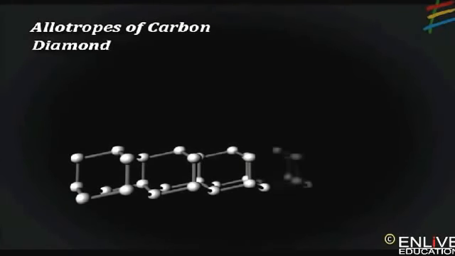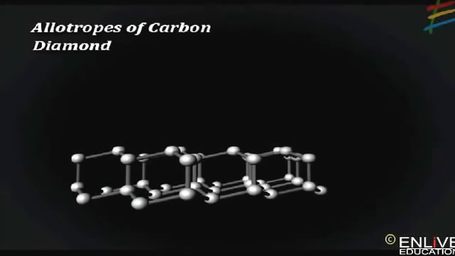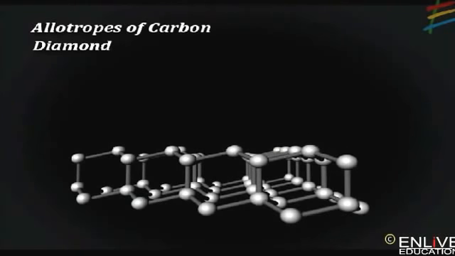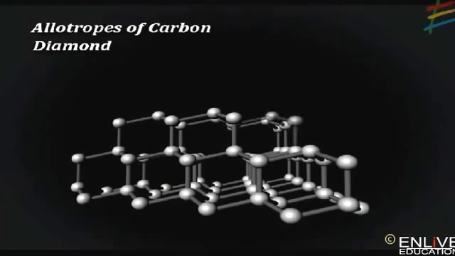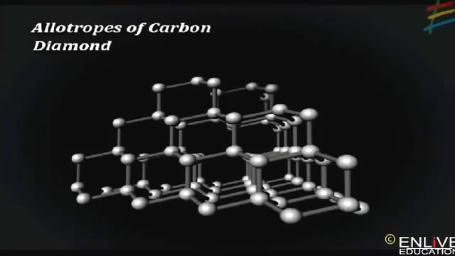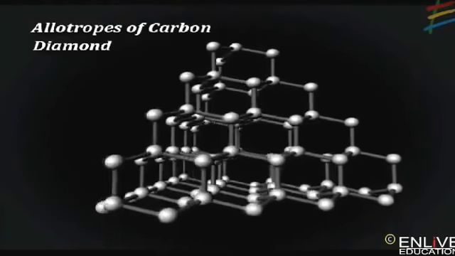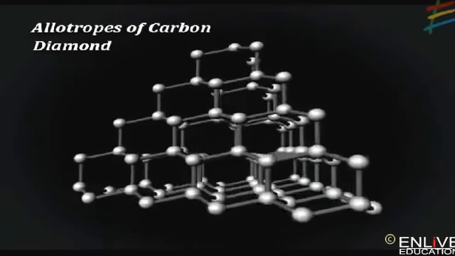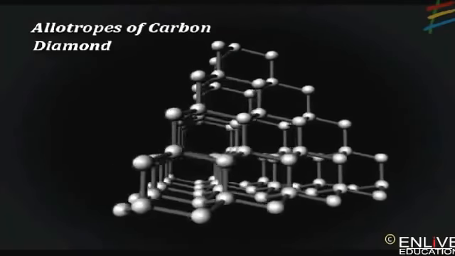Diamond is an example of a network covalent solid. That means it has covalent bonds which extend in 3 dimensions throughout the structure. Diamond is essentially a large molecule. As a result, diamond is a good conductor of heat and is the hardest substance known.